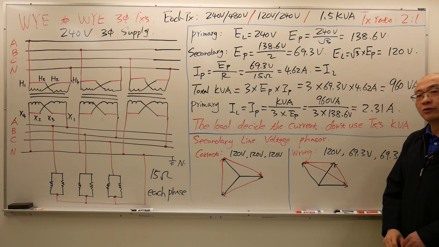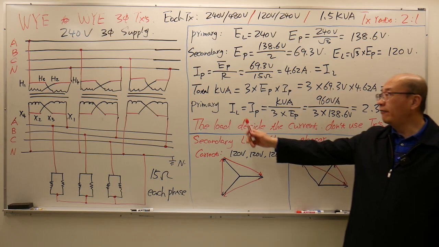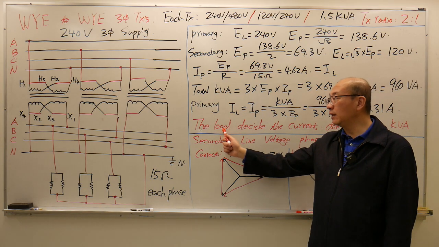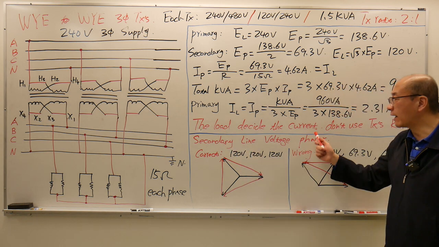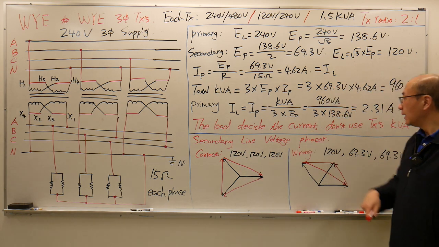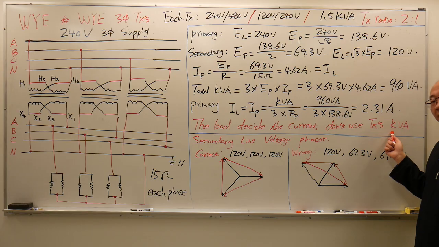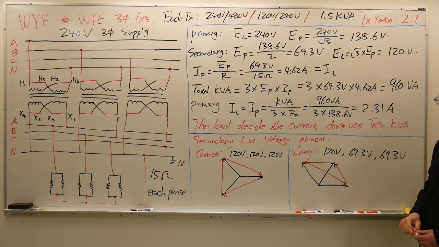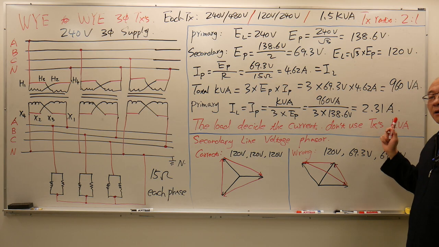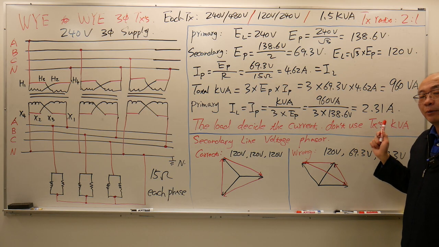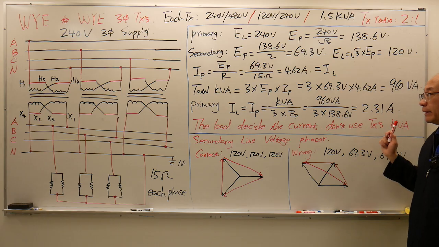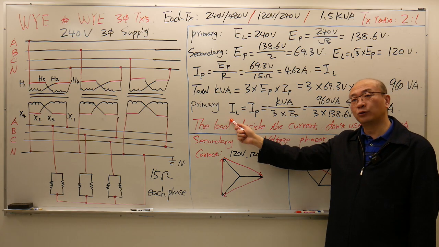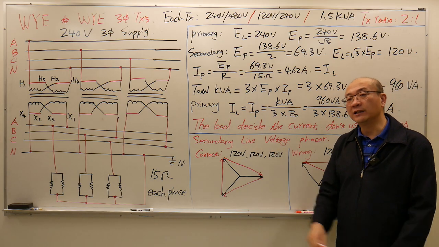Here's the one thing I want to remind you. When I figure out the line current and the phase current, I use the load kVA to do the calculation for the current. I didn't use the transformer kVA, because the transformer kVA, 1.5 kVA each, is deciding the maximum current on the primary side and the secondary side. But when I have a load there, the load kVA is going to be used to do the calculation for the phase current and the line current.